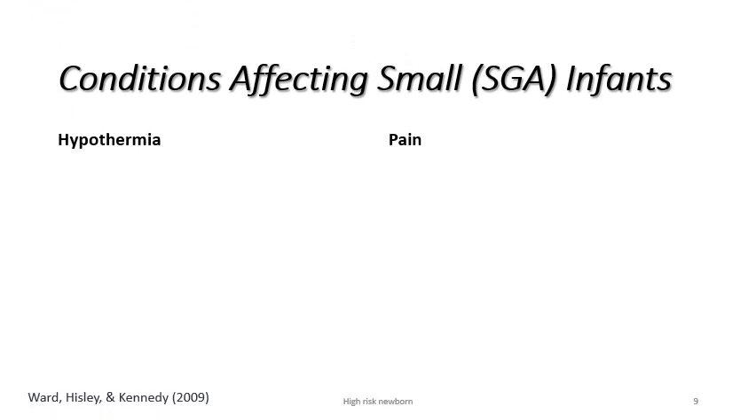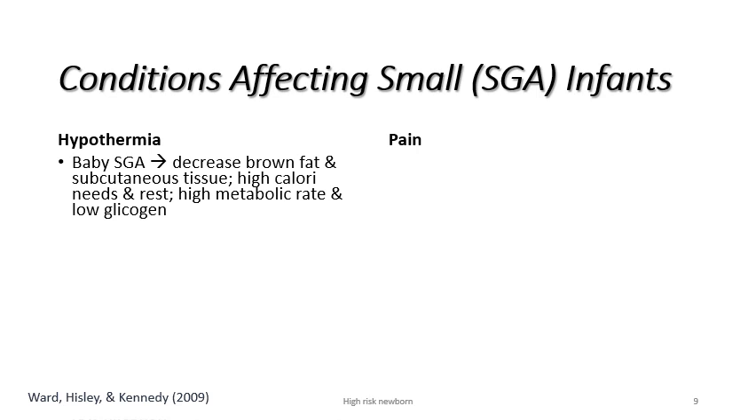So these are 4 conditions that I'm going to explain that always affect small for gestational age infants. So the first one is hypothermia. We understood last time that babies lose heat quicker than adults. And with hypothermia, it's worse because the baby is small, and the baby doesn't have so much brown fat and subcutaneous tissue. And as a baby, it needs a lot of calories, and a lot of rest. The baby also has a high metabolic rate and low glycogen because there is no fat. So it really contributes to the baby having hypothermia.